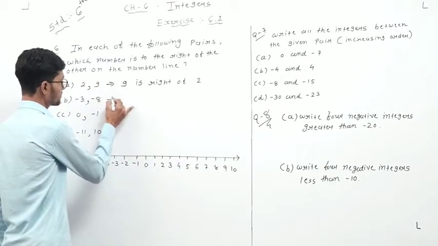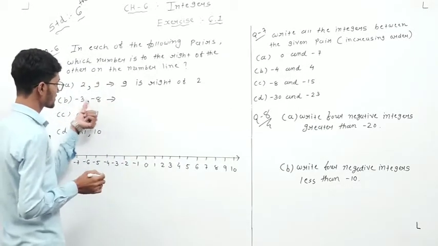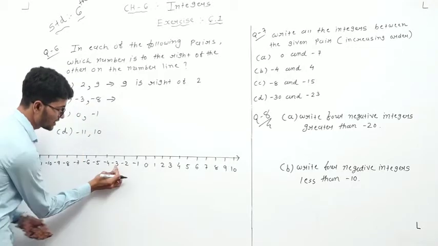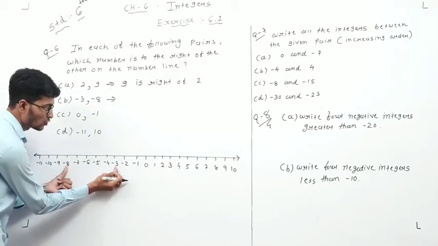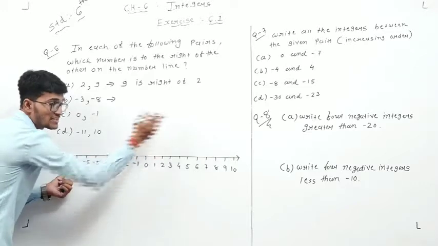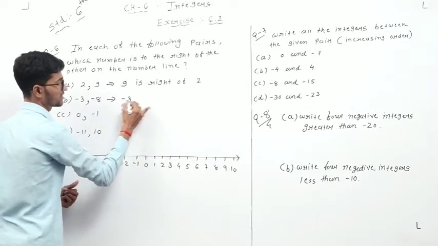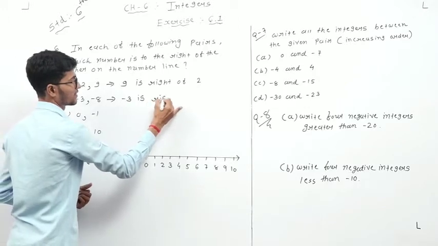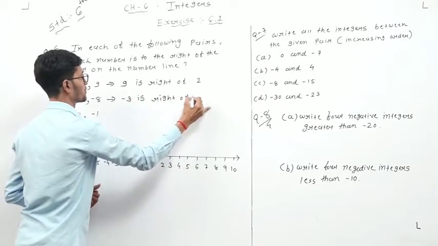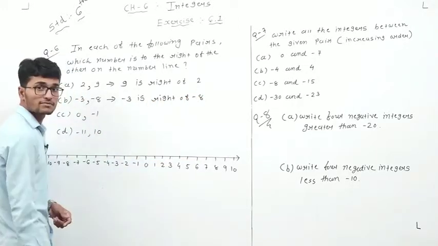Clear? Same for the second one, minus 3 and minus 8. So here is minus 3 and here is minus 8. So which number is to the right side? This side is the right side, this side is the left side. So minus 3 is right of minus 8.